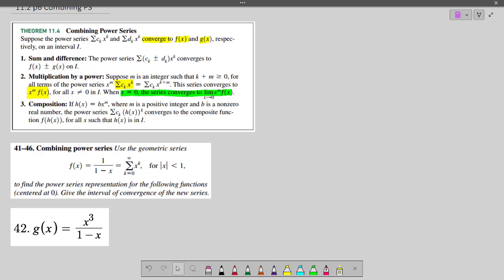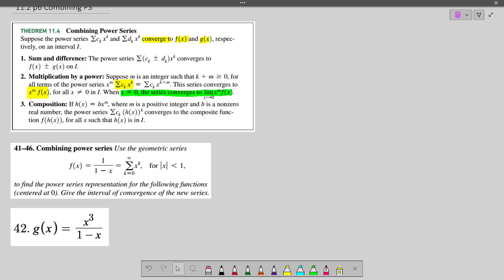Now, if your series started with a constant, let's suppose we just have something simple like this. So the series starts with a constant. If you multiply this by 1 over x, do you get a power series? If you multiply by 1 over x, don't you get this? Isn't that what you would get? Is that a power series?